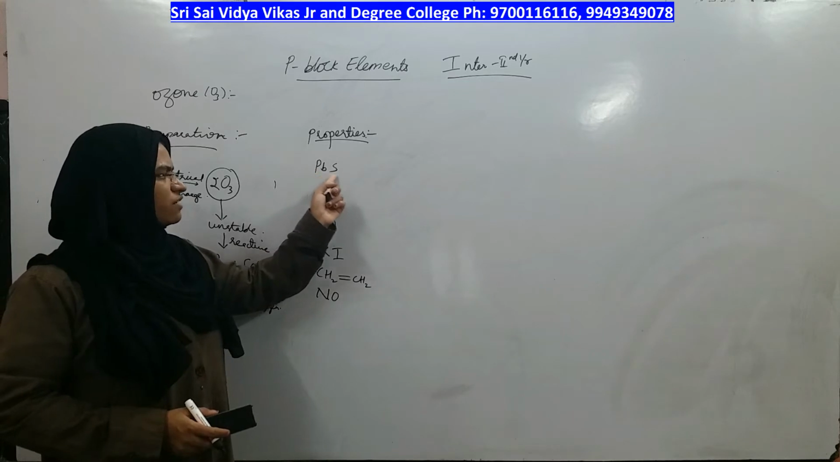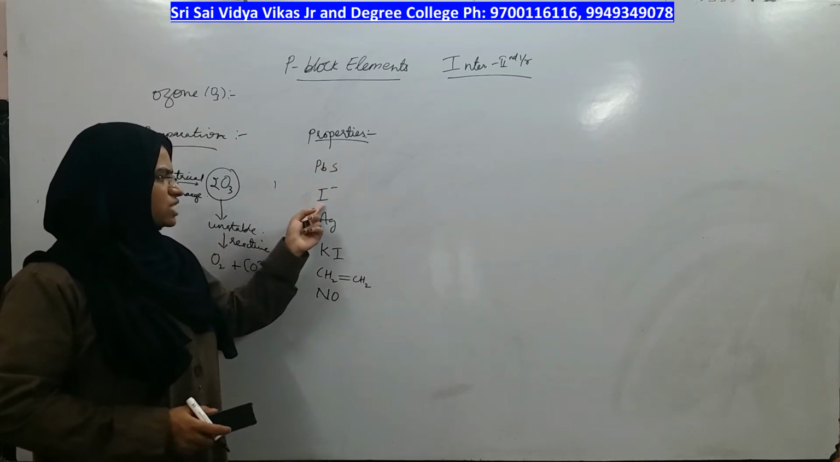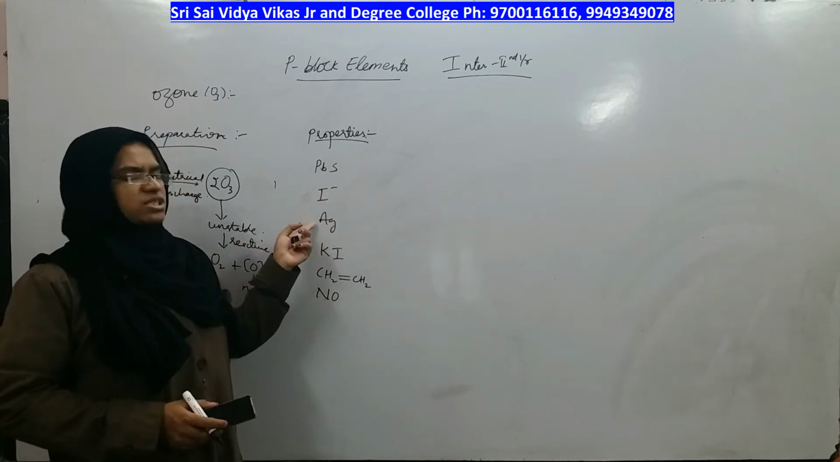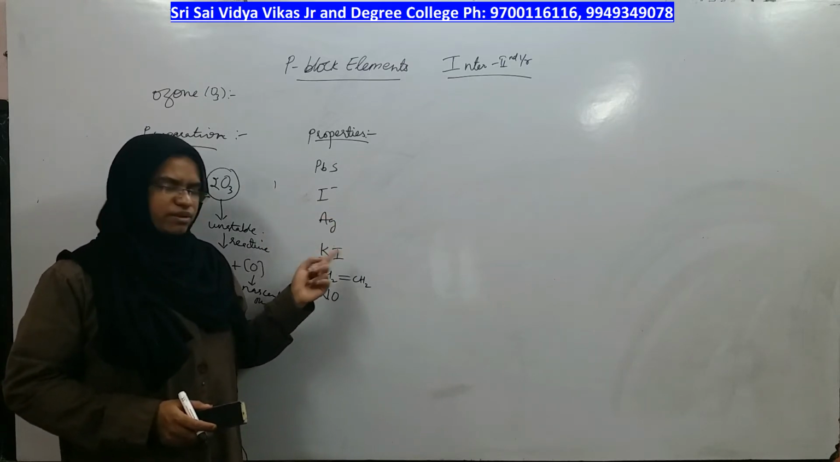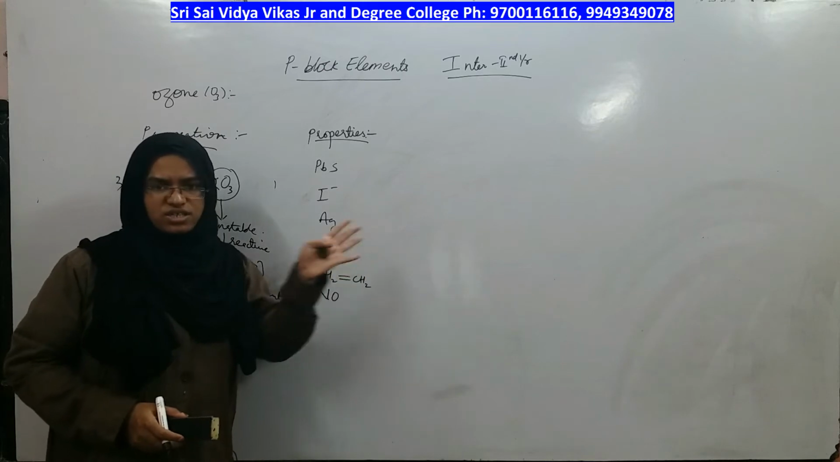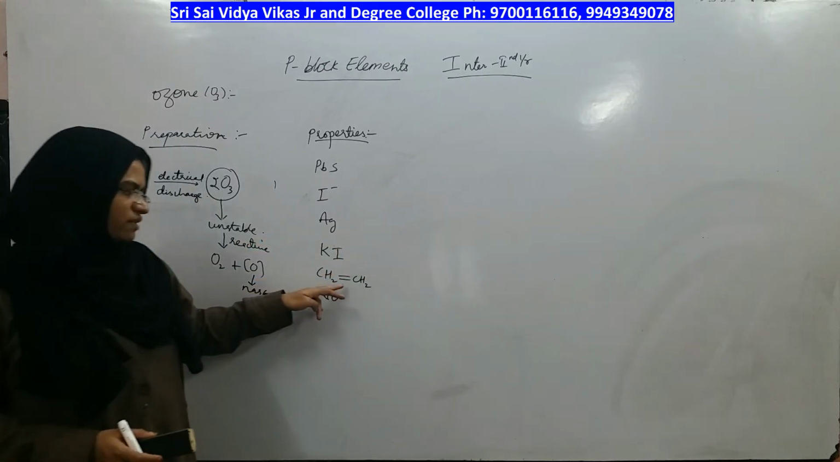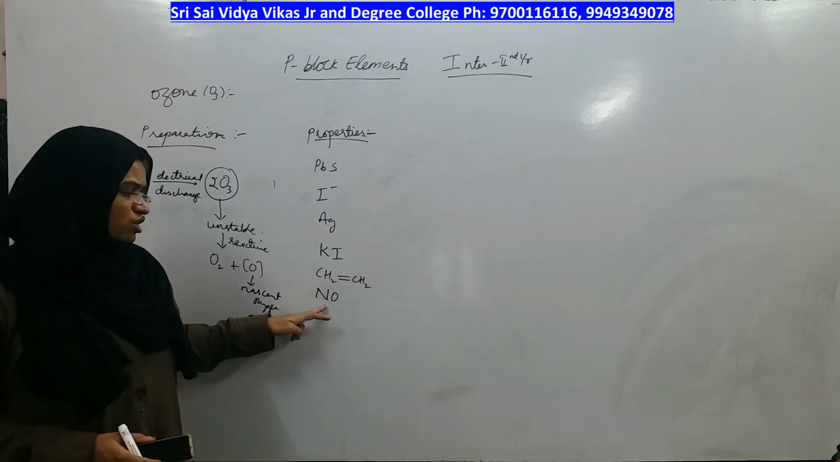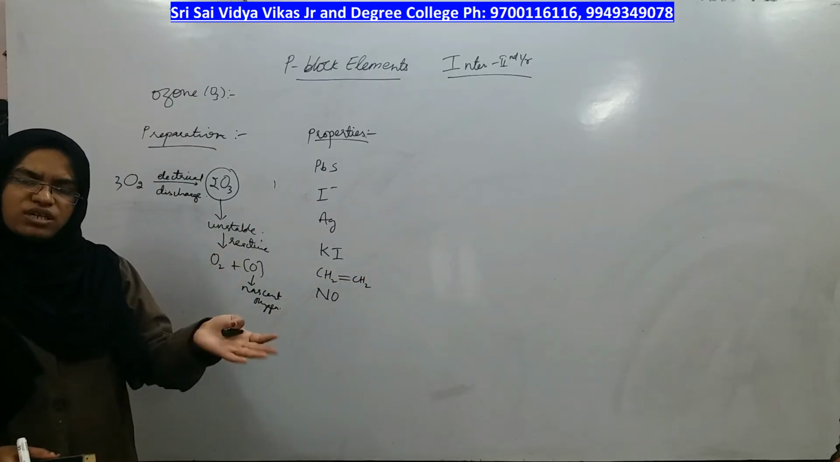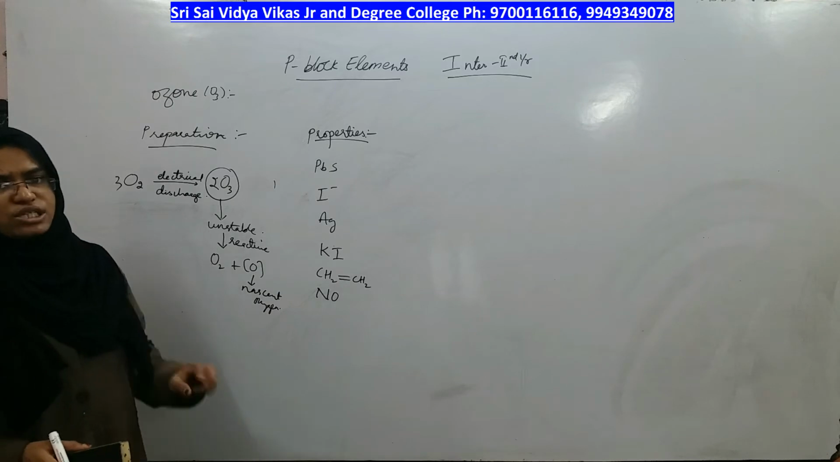Oxidation of lead sulfide will take place. Oxidation of iodide takes place. Oxidation of the metal silver takes place. Oxidation of potassium iodide used in titration takes place; you can use ozone even there. Oxidation of ethylene into its ozonide. Oxidation of nitric oxide into its corresponding oxide is also possible.